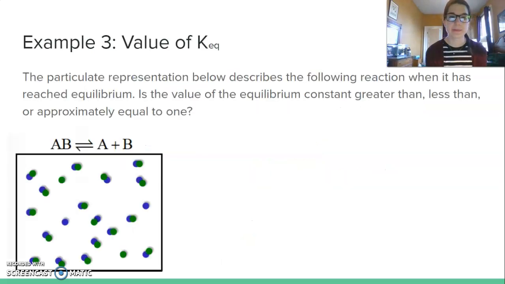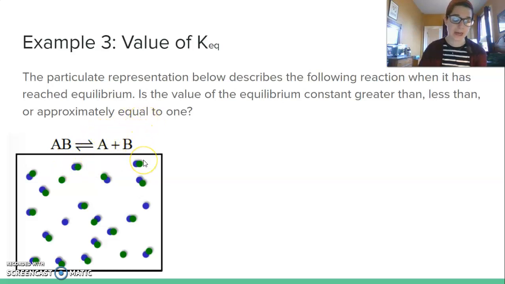So here, example 3, we are considering what the value of Keq means. The particulate representation below describes the following reaction when it has reached equilibrium. Is the value of the equilibrium constant greater than, less than, or approximately equal to 1? So here we have the reaction AB yields A plus B and vice versa. It is a reversible reaction, and we know that because of the double arrows. So here, in the particulate representations, AB is going to be the blue and green molecule. I'm going to call A green and B blue.